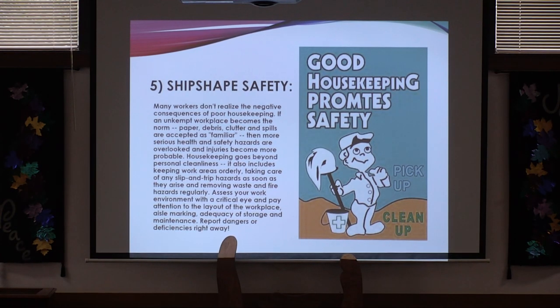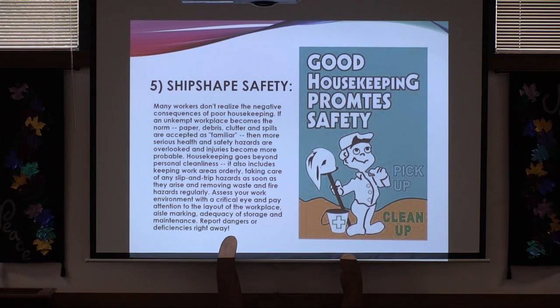Housekeeping goes beyond personal cleanliness. It also includes keeping the workplace orderly, taking care of any slip, trip and fall hazards, removing waste and fire hazards. Assess your work environment with a critical eye and pay attention to the layout of the workplace. Aisles, markings, adequacy of storage and maintenance, and report dangers and deficiencies right away.